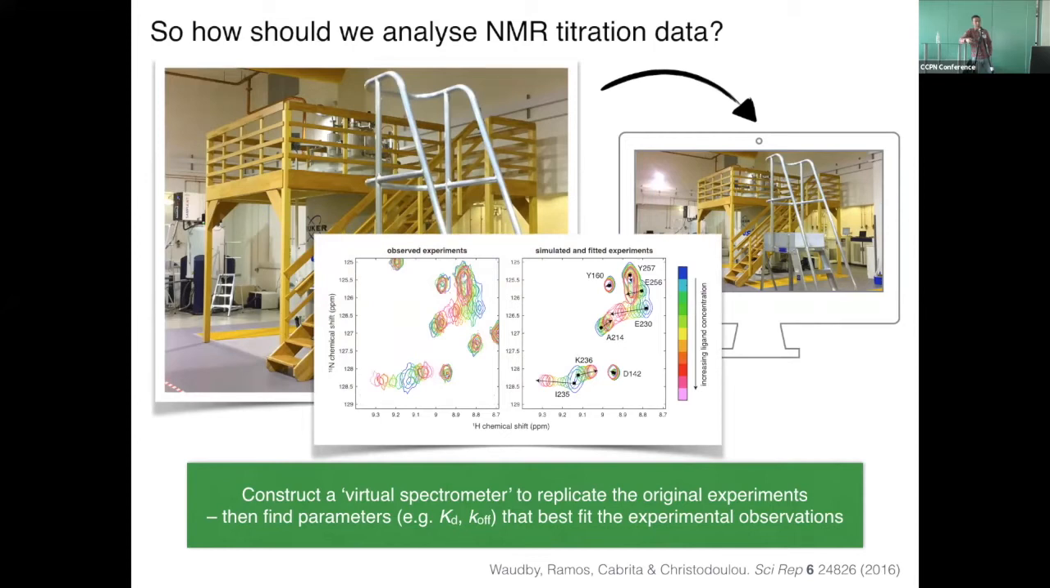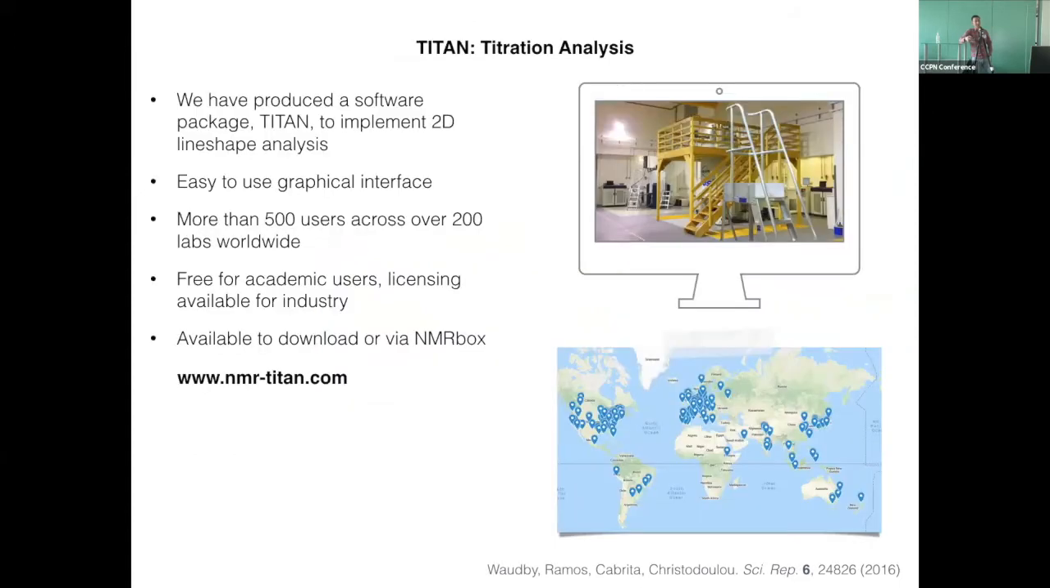We can take our observed experiments and fit these. We can deal with overlap very nicely. And this is now wrapped up in a software package that we call Titan, for titration analysis, which is being taken up by various groups around the world, which is good. And it's free for all academic users. It can be downloaded at NMR Titan. It's also on NMR Box. And for any industrial users, we have licensing options available.